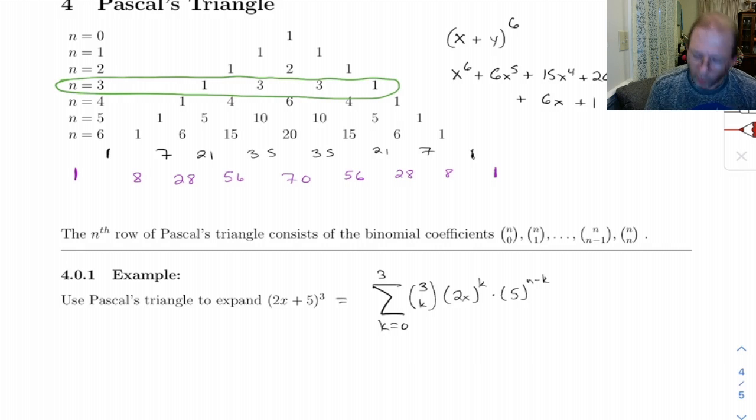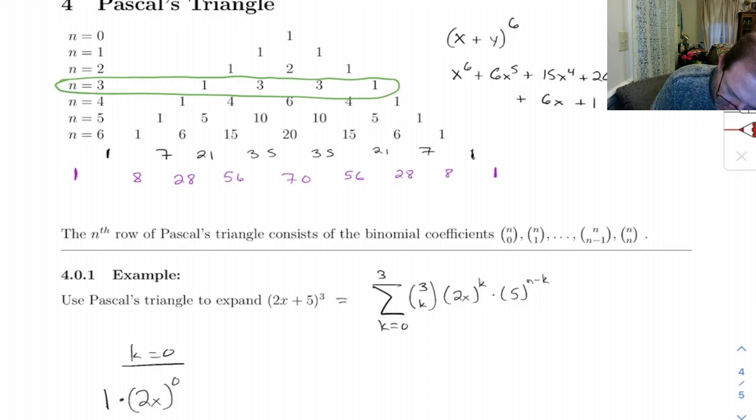Let me actually write the whole thing out. For k equals 0, I get a coefficient of 1, then 2x to the k, which is 0, then 5 to the third. Then when k equals 1, my coefficient is going to be 3. I get 2x to the 1, 5 to the second.